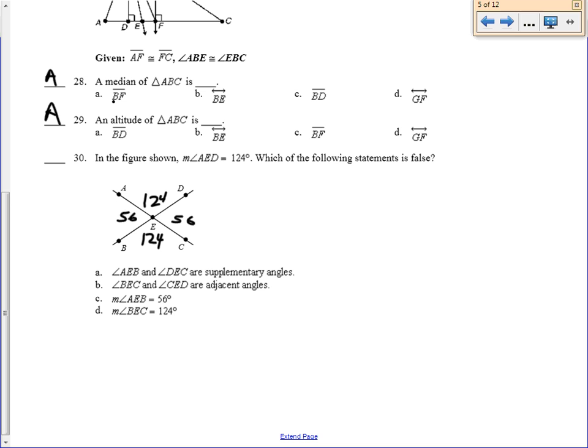AEB and DEC, these are not supplementary. That's vertical. Vertical means they're congruent. Supplementary means they're 180. What's the other word? First semester word. Complementary. That could be 90. Questions on 21 through 30.